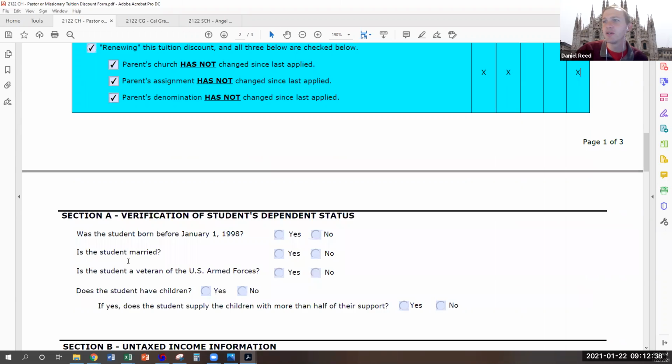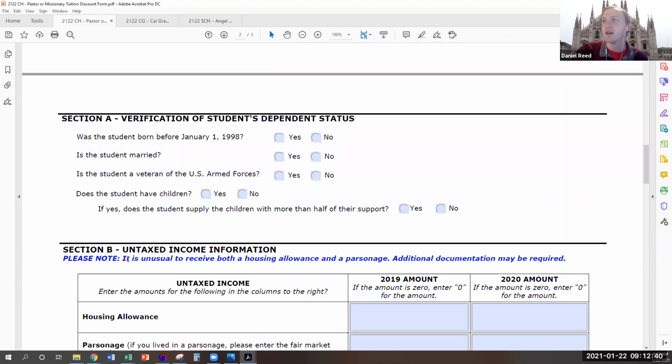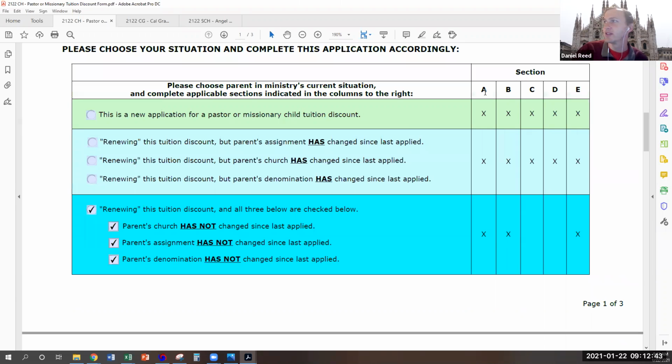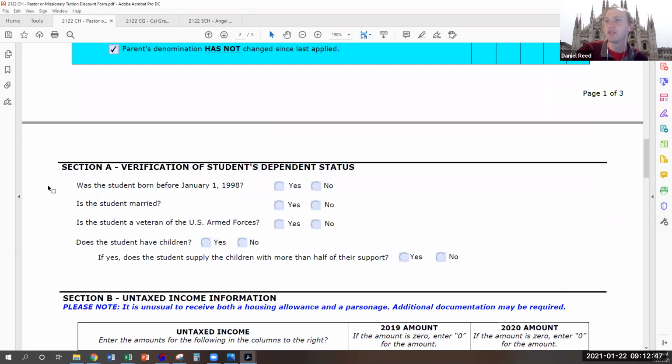As we go down, then these sections that are listed here, A, B, C, D, E, are noted down here. So section A, which is the one that is trying to say that the student is actually a dependent of the parent who's in ministry.